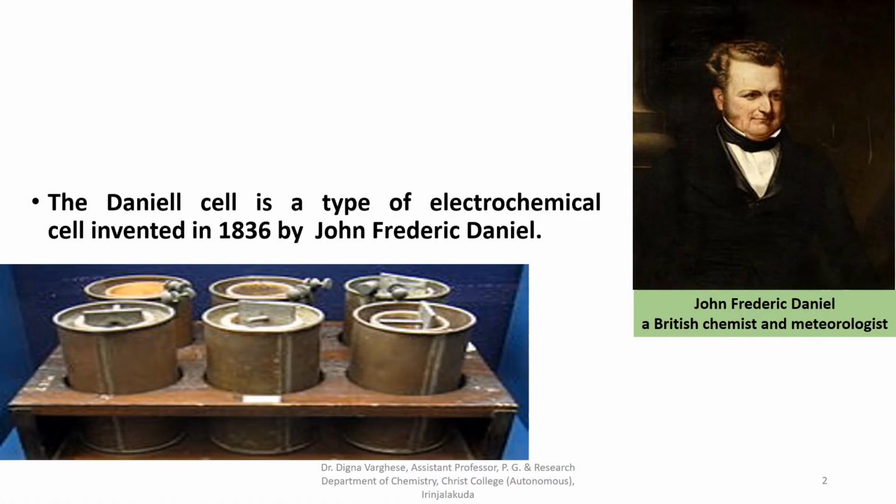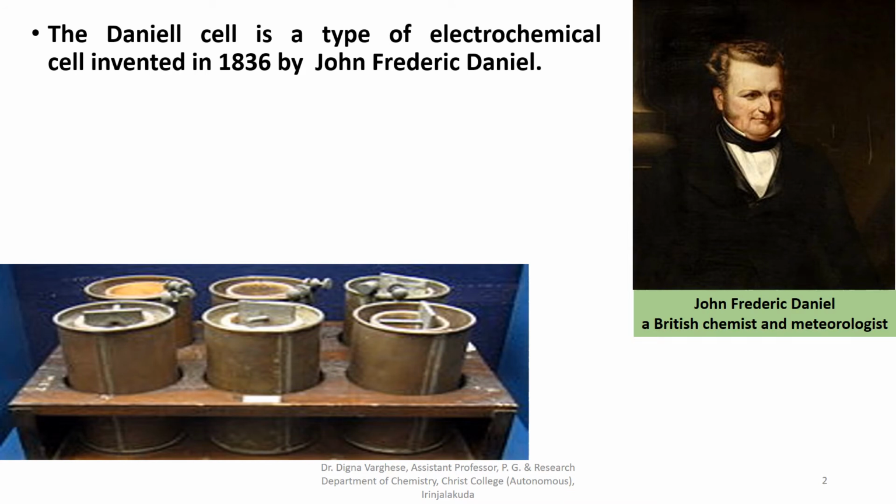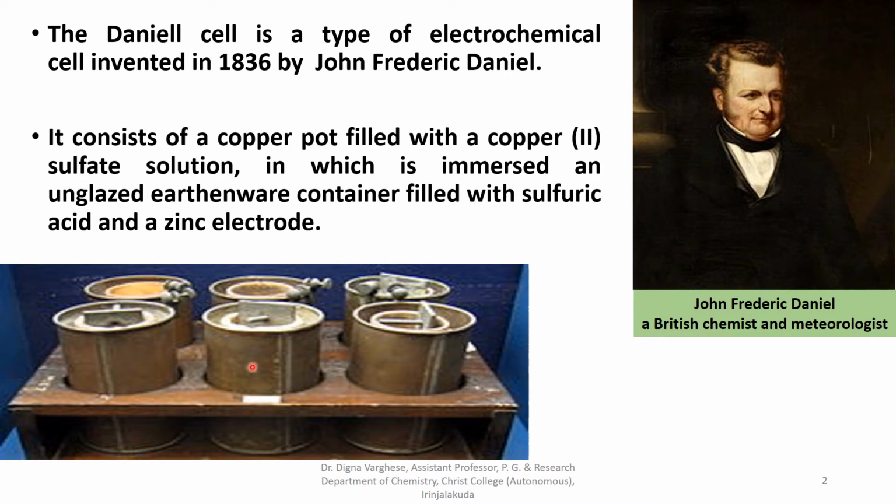Daniell cell is a type of electrochemical cell invented in 1836 by the great English chemist John Frederic Daniell. John Frederic Daniell was a British chemist and a meteorologist. He first introduced the Daniell cell in the form of a copper pot filled with copper(II) sulfate solution, in which is immersed an unglazed earthenware container filled with sulfuric acid and a zinc electrode. Later he replaced sulfuric acid with zinc sulfate solution.